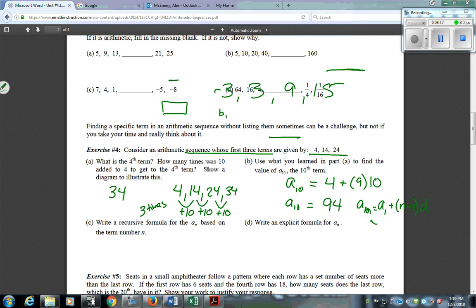Now they want us to write a recursive formula. Well, in this case, the first term is 4, and then each next term is going to be 10 plus the last one. So this would be a sub n minus 1, plus 10.